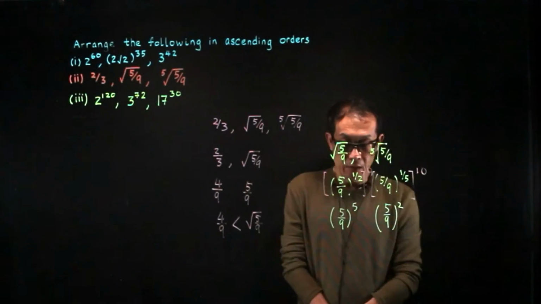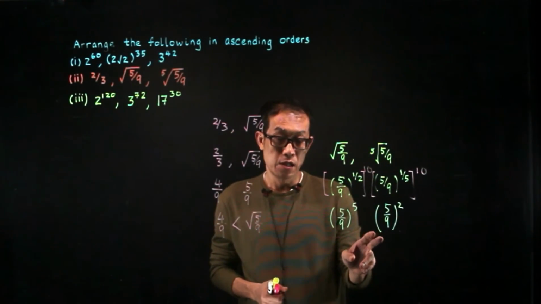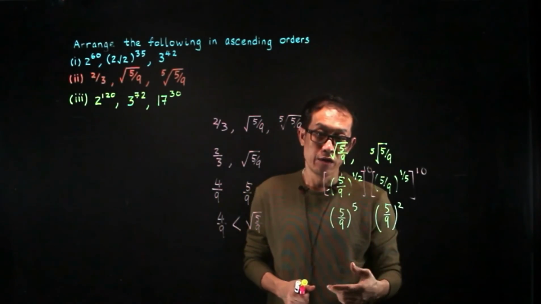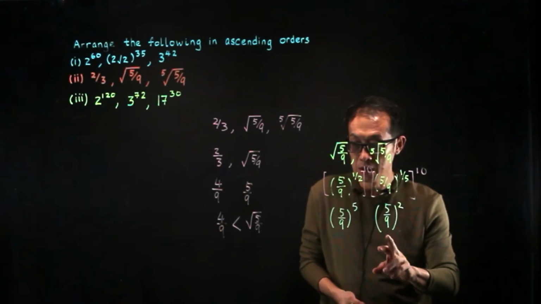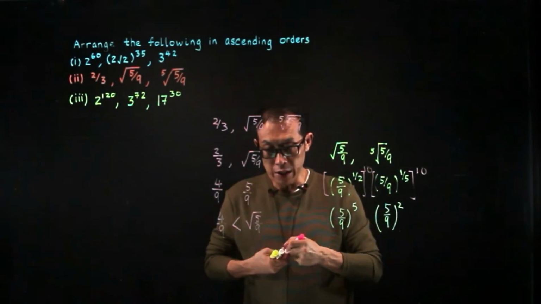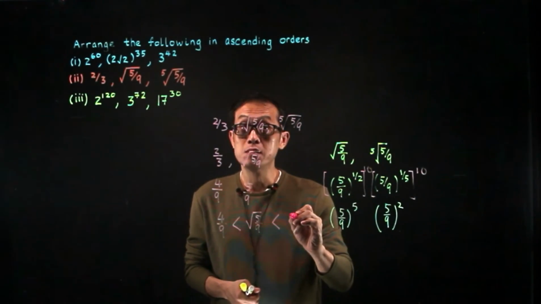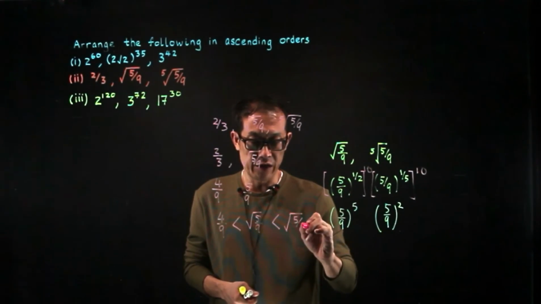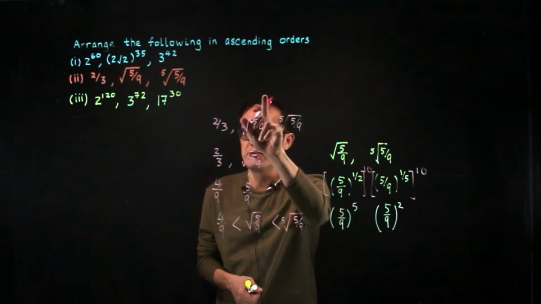So you realize that this is smaller than this because it's less than 1. So you times itself. The more number of times you times itself, it gets smaller and smaller. So this is bigger. So in the end, this is fifth root of 5 over 9. So this is already arranged in ascending order.